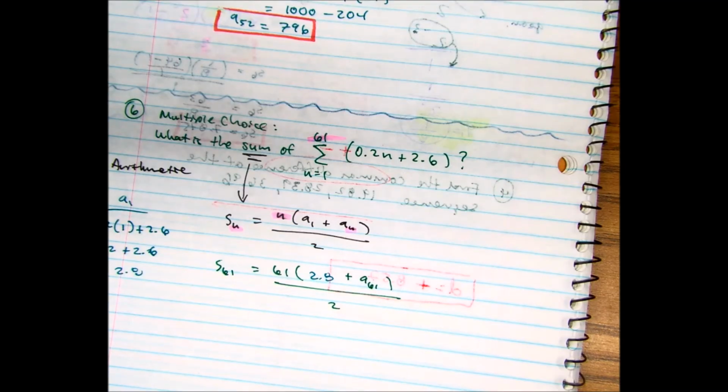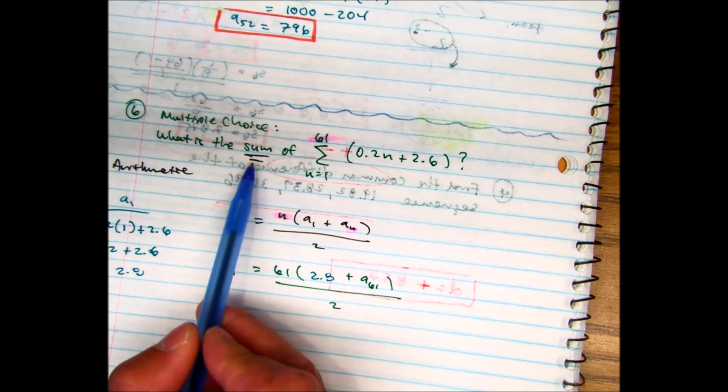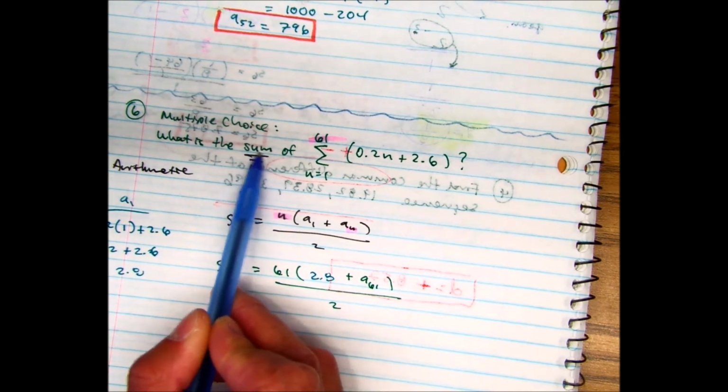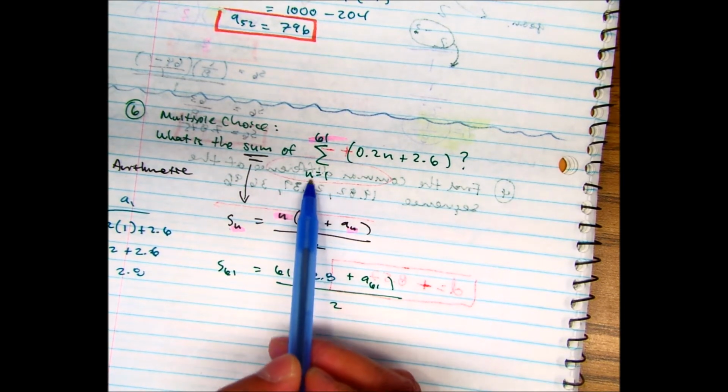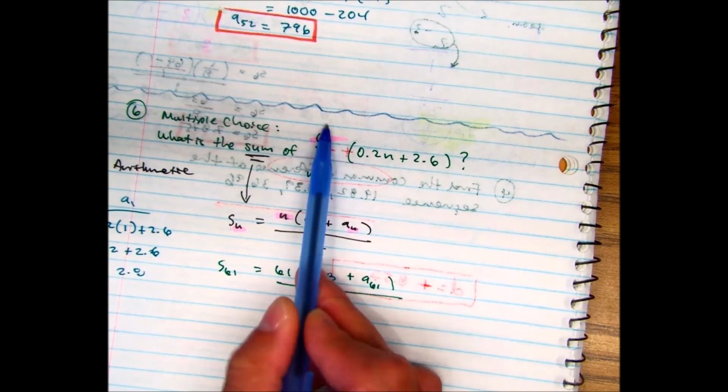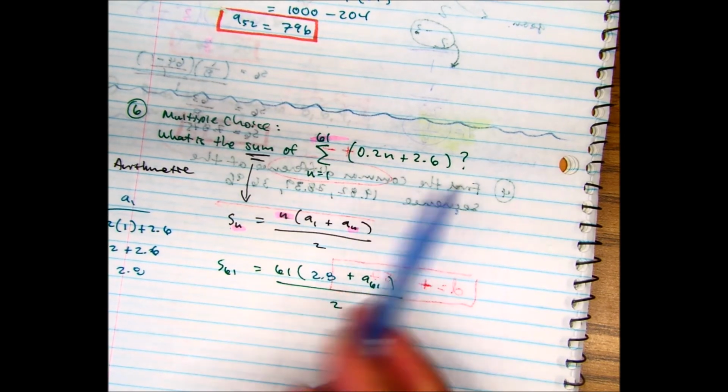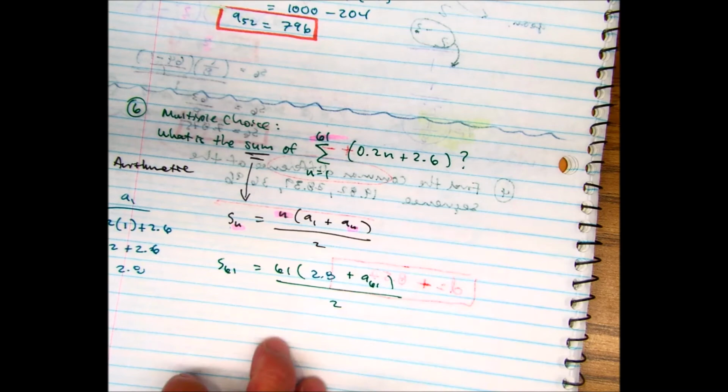In question number 6, it says, what is the sum? So in your formulas, you should have S for sum of a series. That's another hint or another word. This one gives you a summation, and it tells you to start at 1 and go to the 61st number. And it gives you this equation here.